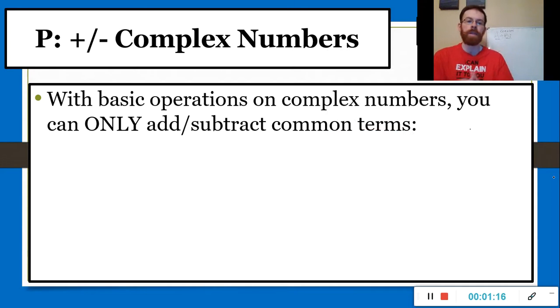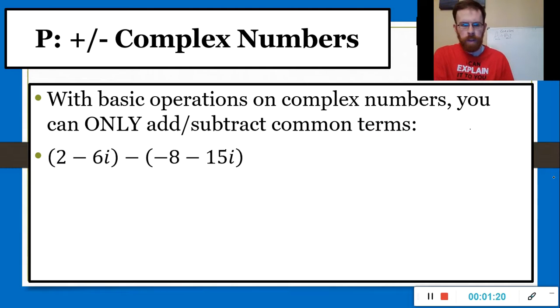But today we're going to be talking about adding, subtracting, and multiplying complex numbers together. So, if we have something like this that says 2 minus 6i minus a negative 8 minus 15i, what we have to remember is that we can only combine like terms. I's are going to go with i's, non-i's are going to go with non-i's. Just like I can't subtract this 6i and this negative 8 together because they're different terms. One has an i, one doesn't.